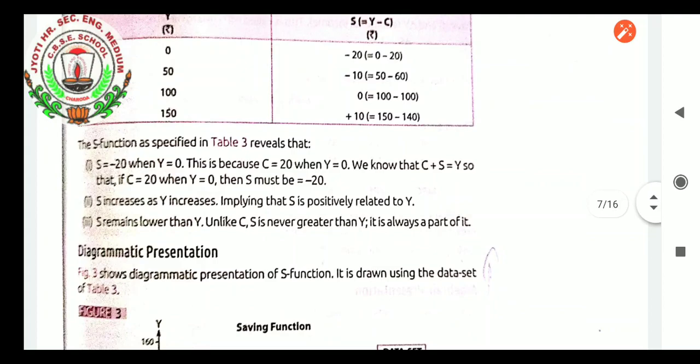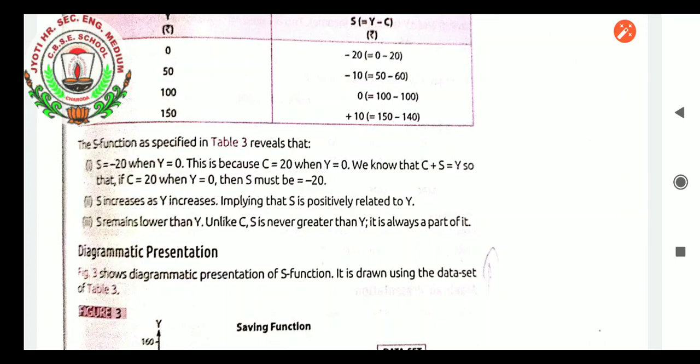The S function, as specified in table number 3, reveals that S equals minus 20 when Y equals 0. This is because C equals 20 when Y equals 0. We note that C plus S equals Y, so if C equals 20 when Y equals 0, then S must be minus 20. S increases as Y increases, implying that S is positively related to Y. S remains lower than Y; unlike C, S is never greater than Y.